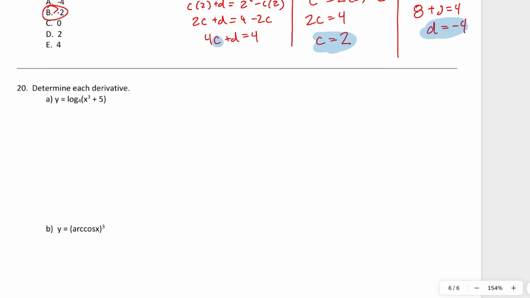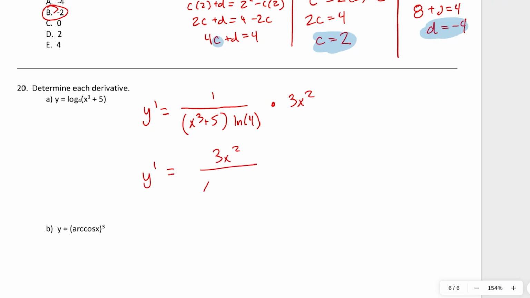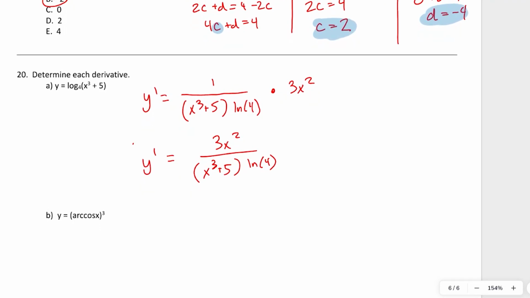So yeah, number 20A is going to be, y prime is going to be 1 over x cubed plus 5 times the natural log of 4. All of that times the derivative of x cubed plus 5, which is 3x squared. So I'll just clean that up a little bit and write it as 3x squared over x cubed plus 5 times the natural log of 4. Make sure you put the x cubed plus 5 in parentheses, otherwise it's going to be wrong.